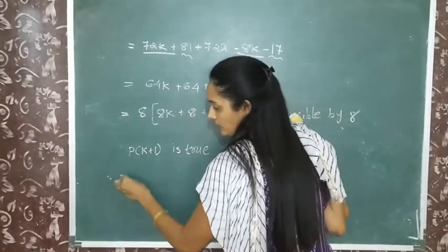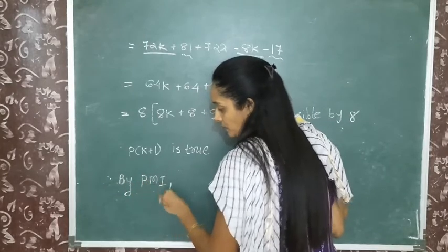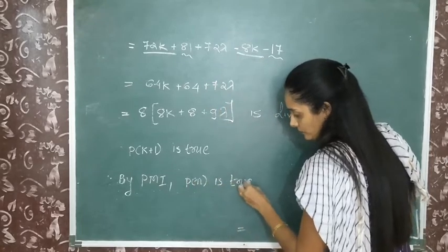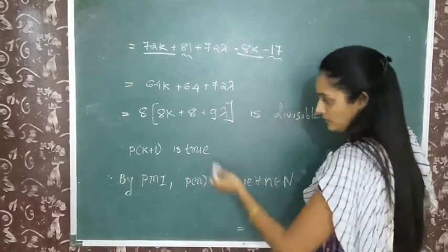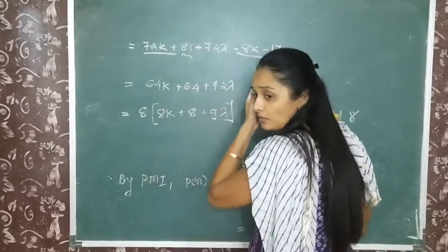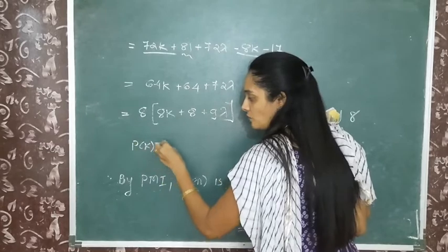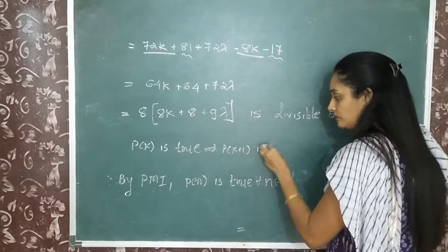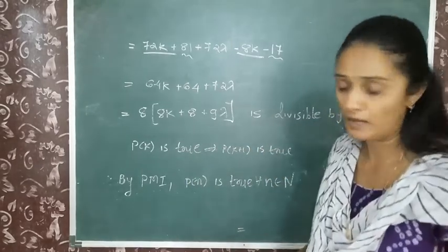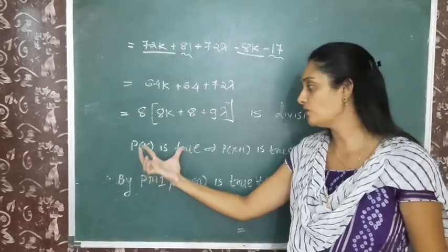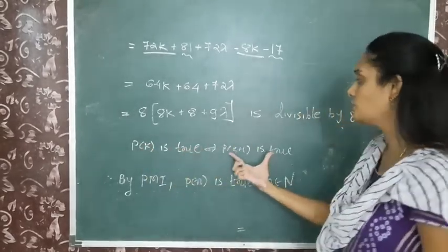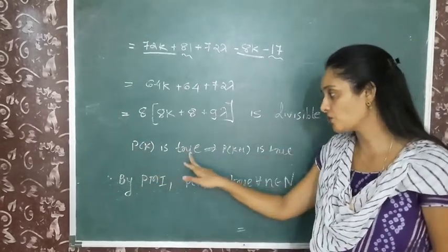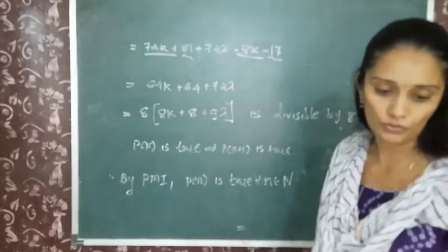And therefore by PMI the given statement p of n is true for every natural number. Here you can also write this: p of k is true implies p of k plus 1 is true. Why? Because we have assumed p of k is true, and using that, from result 1, we have proved this true. That's why we write that p of k is true implies p of k plus 1 is true.